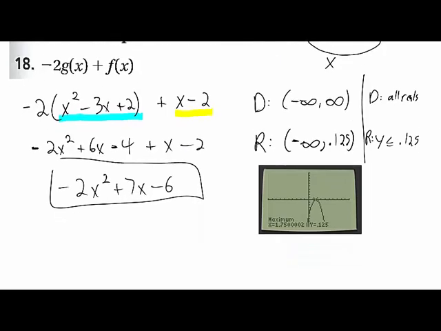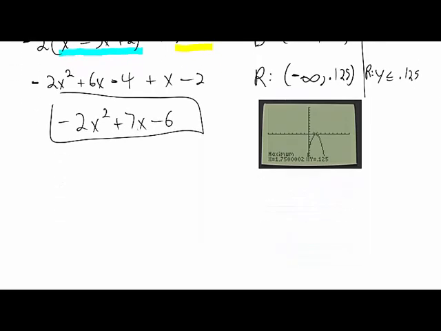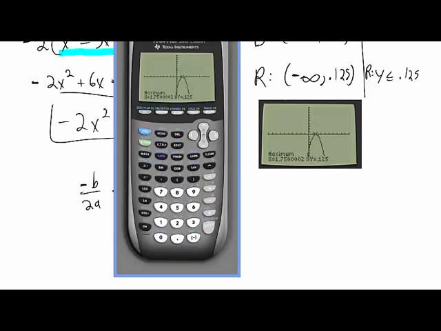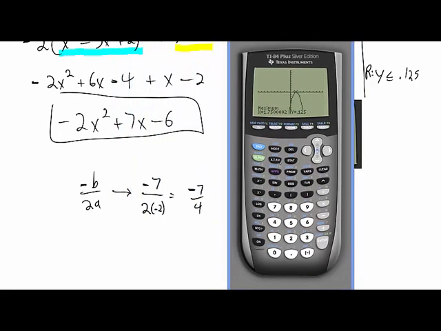If you want to avoid using a calculator, because we have a quadratic equation, remember you could use -b over 2a. You can use that to figure out where your vertex is of your parabola. And if we do that, we get -7 over 2 times -2, which gives you -7 over 4. And that only gives you the x value. You then have to go and take that and plug it in to get your vertex, which is either your min or your max.